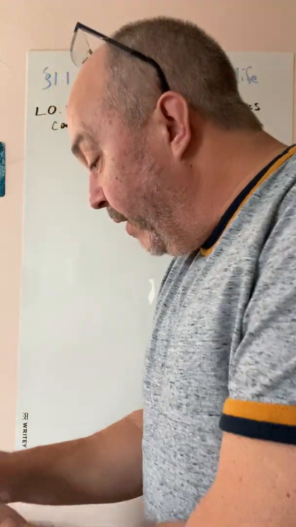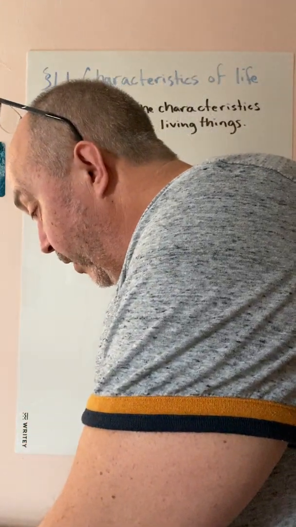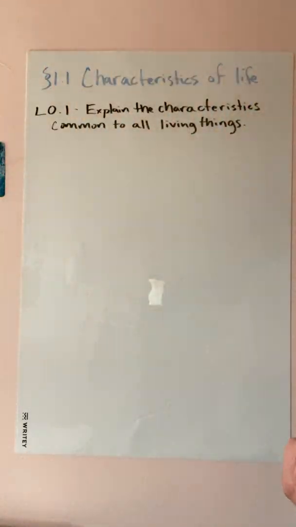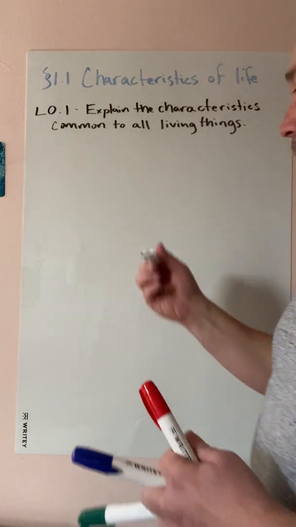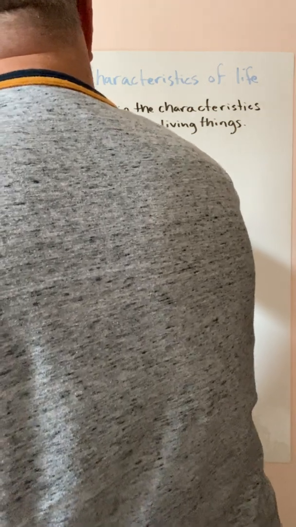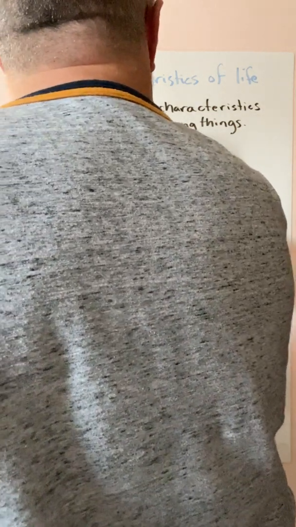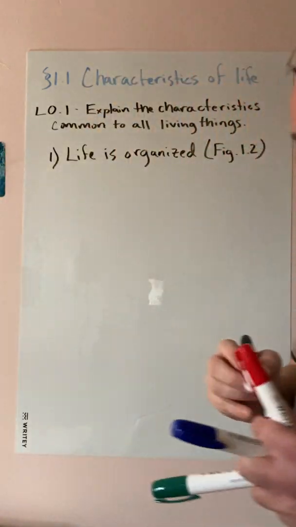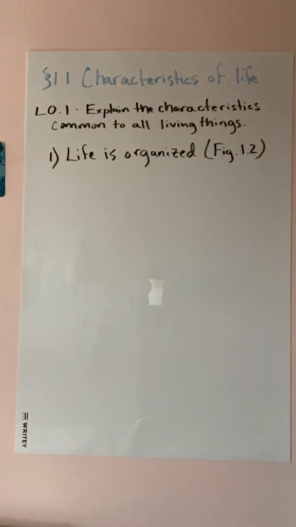I will always tell you which learning objectives you need to know. So the first learning objective we will cover in chapter 1 is the first one there, which is explain the characteristics common to all living things. So the first thing that is common to all living things is life is organized. And we can see this in figure 1-2. So on the page adjacent to that learning objective, there's a large figure.